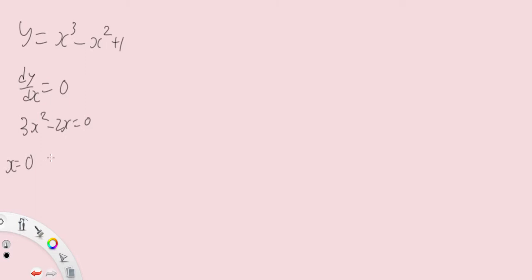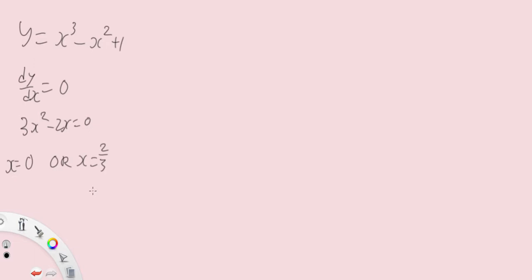Hey everyone, continuing from the previous video where we were trying to examine stationary points, I left with this example: y equals x cubed minus x squared plus 1. We realized that if we want to find the stationary points, we equate the derivative to 0, because stationary points all have derivative 0. Then we get 3x squared minus 2x equals 0, and after all the working, you get x equals 0 or x equals 2/3.